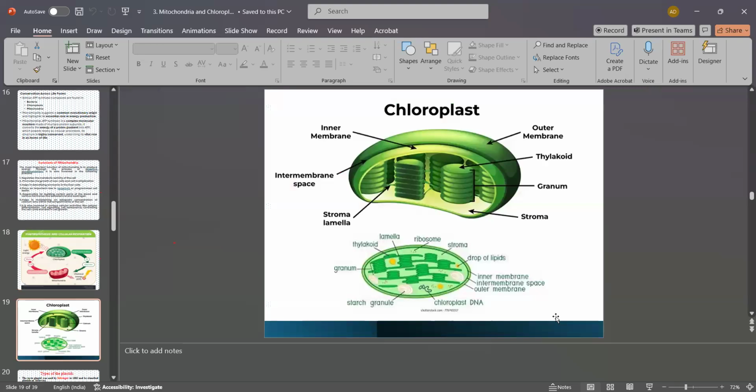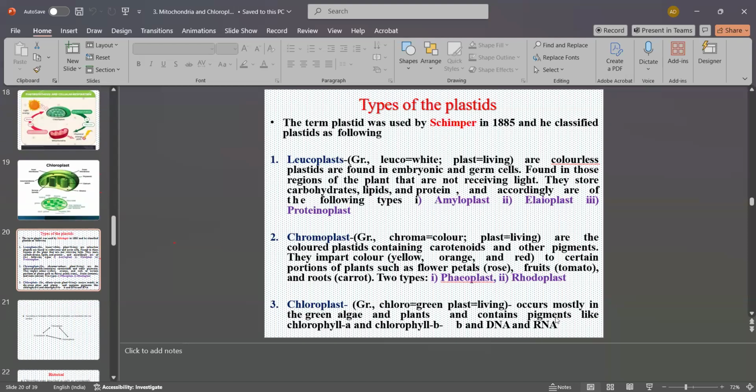Then what are the parts of the chloroplast? In the same way, it has mitochondria-like parts: outer membrane, inner membrane, and inside, the stroma thylakoids and grana thylakoids. These are different parts, like the cristae. Then there are the types of plastids. The term plastid was given by Schimper in 1885.